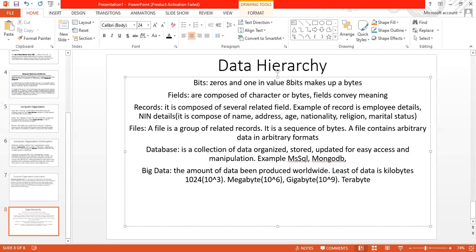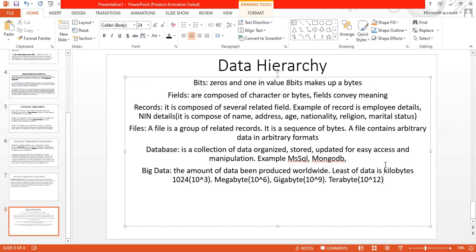Terabytes. I know that for some might be familiar with this, but for those that are just beginners, like I said, this teaching is for absolute beginners. We don't know much about the computer and those words. Terabytes. So these are the sequence.